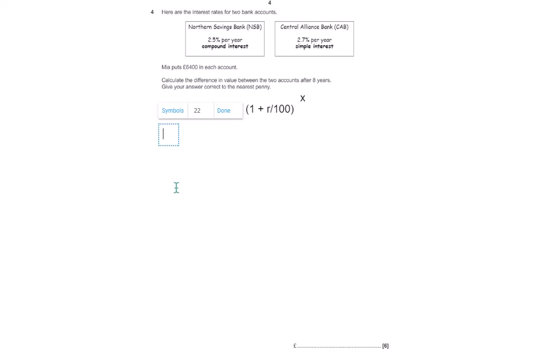Well, the original amount is 6,400, and we need to multiply that by 1 plus the rate of interest. Now the rate of interest is 2.5, so we'll do 2.5 divided by 100, and x will be the number of years, and we need to put the money in for 8 years, so we'll do the power of 8.